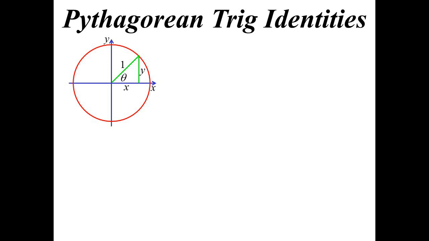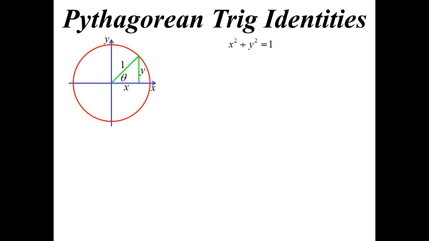Let's take a look at the Pythagorean trig identities. Now, they're all based around the unit circle, so let's draw that in. The radius is 1. We'll make an angle with the x-axis, so again, it's our acute angle there, theta.